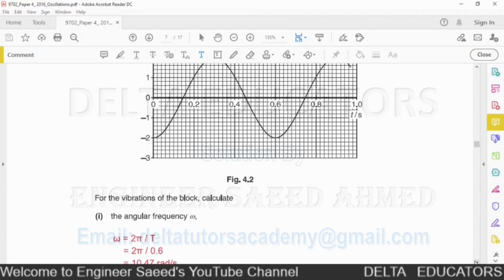Angular frequency omega is given as 2 pi over T, where T is for time period. Time period means the time taken by a wave from one crest to another crest, or to move from one trough to another trough. It is first trough, it is second trough, and the time taken by the wave in between two consecutive troughs is 0.6 second. So here time period will be 0.6 second.